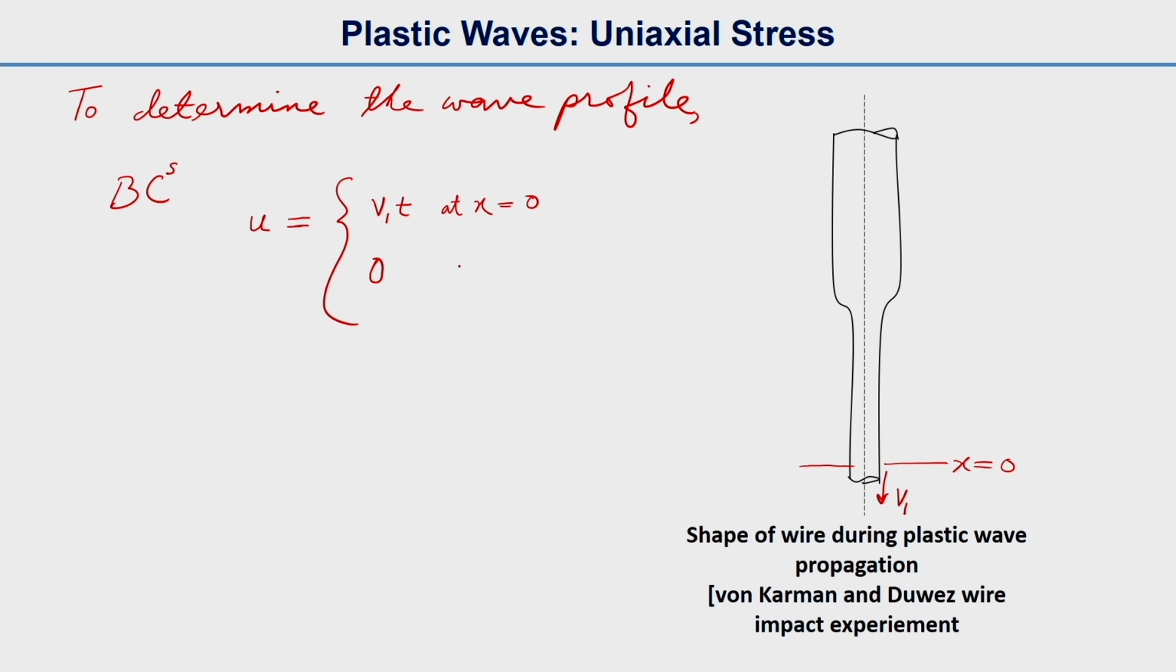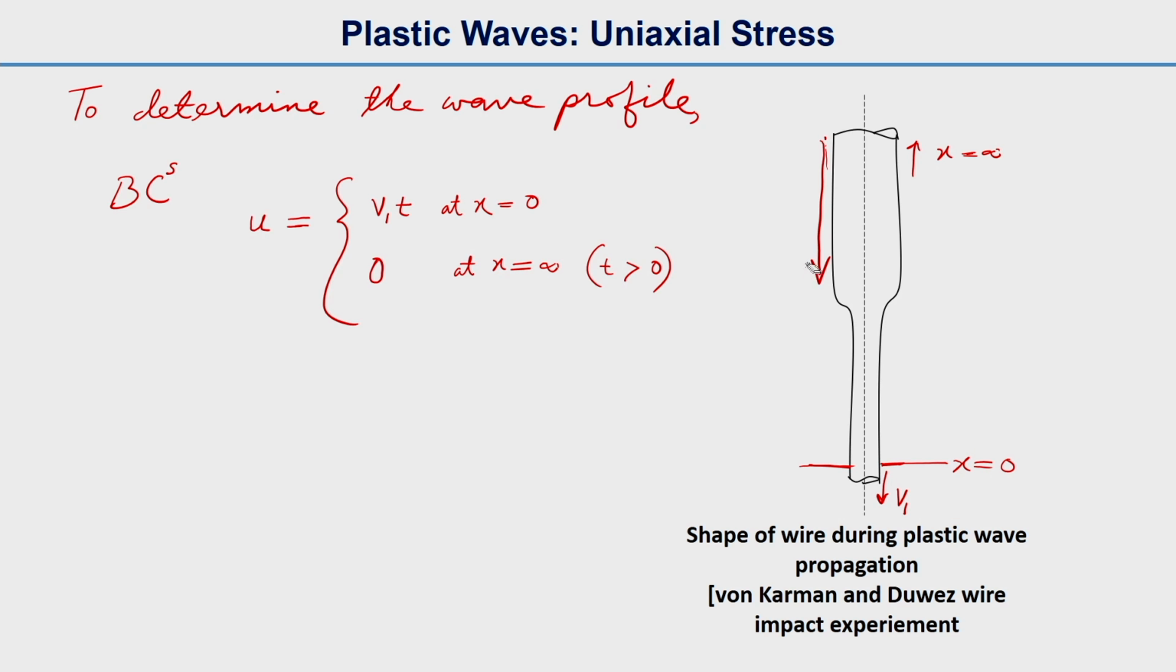The displacement will be equal to 0 at x equal to infinity. That means up above, towards this direction, x is infinity, far away from this extremity of the wire. And at time t greater than 0, the displacement will be 0 there. So displacement is very small at the top, or it is 0, and it will increase in this direction.